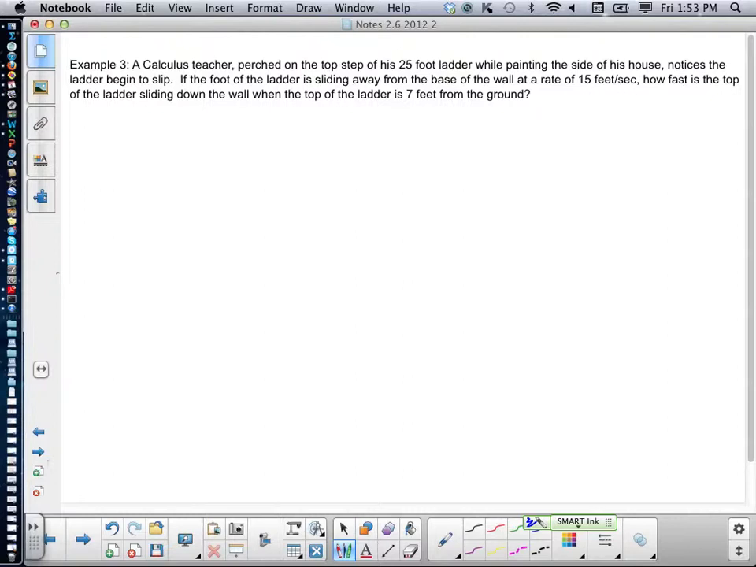All right. So we have the wall, we have the floor, and we have the ladder. So it's 7 feet from the ground. So I guess I should make it maybe kind of like that. All right. So here's my ladder, 25 feet in length. And the ladder is 7 feet off the ground. So we have 7 feet here. And we don't know this distance.